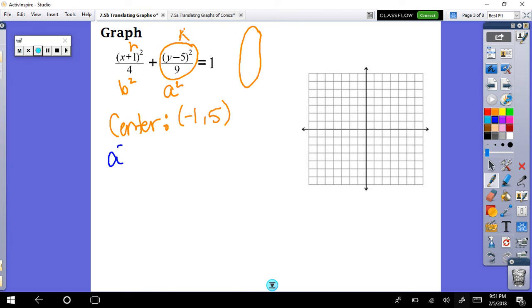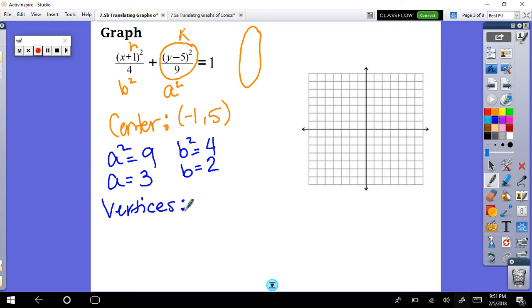Then I have a squared equals 9, so my a value would be 3. And I have b squared equals 4, so my b value would be 2. I can use these values to find my vertices.